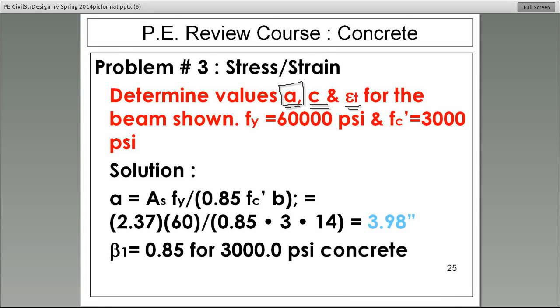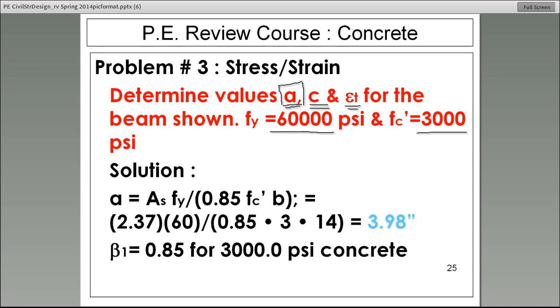Now, 60,000 psi is the yield stress of the steel, and 3,000 psi is F prime C, the compressive strength. The equations that I've shown you, what do you do? Well, you draw that sketch. The stress is 0.85 F prime C. Draw the stress block. Calculate big C, which is the compressive force. Write it down. It's always the same: 0.85 times F prime C times little a times little b. B is the width.